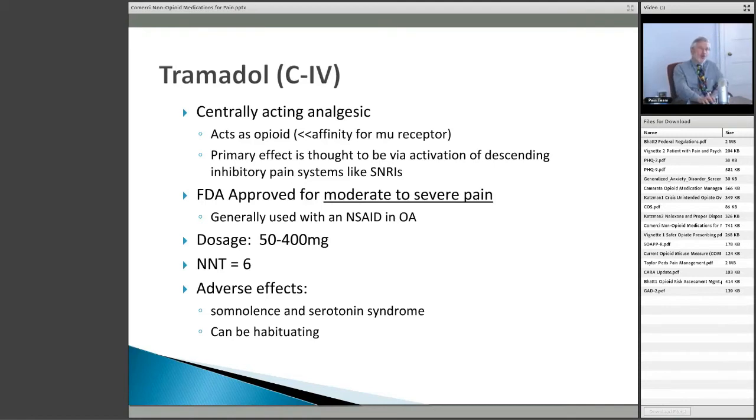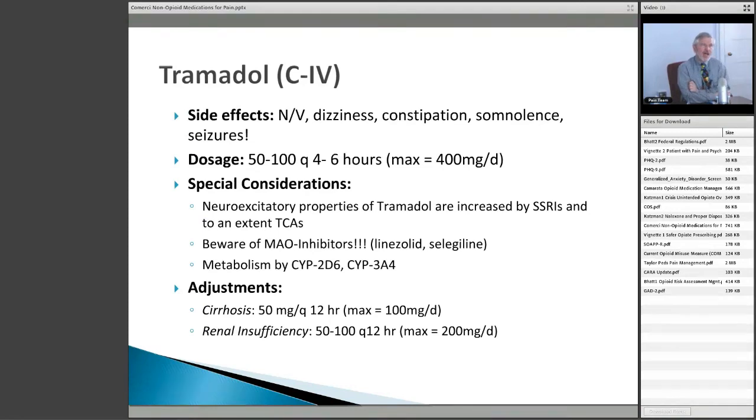Adverse effects: they share opioid adverse effects, somnolence, and serotonin syndrome with other drugs. These can be habituating and they can be abused. That's why they're C4. So patients can abuse this just like any other opioid. Other side effects: nausea, vomiting, dizziness, constipation, somnolence. Now, very interestingly, even though this can cause somnolence, it has a neuroexcitatory property and can increase the risk of seizures. I've done this with patients. I've given a patient a seizure with tramadol, and when you speak to neurologists, they will say that this is now a very common reason to have patients presenting with new onset seizures.